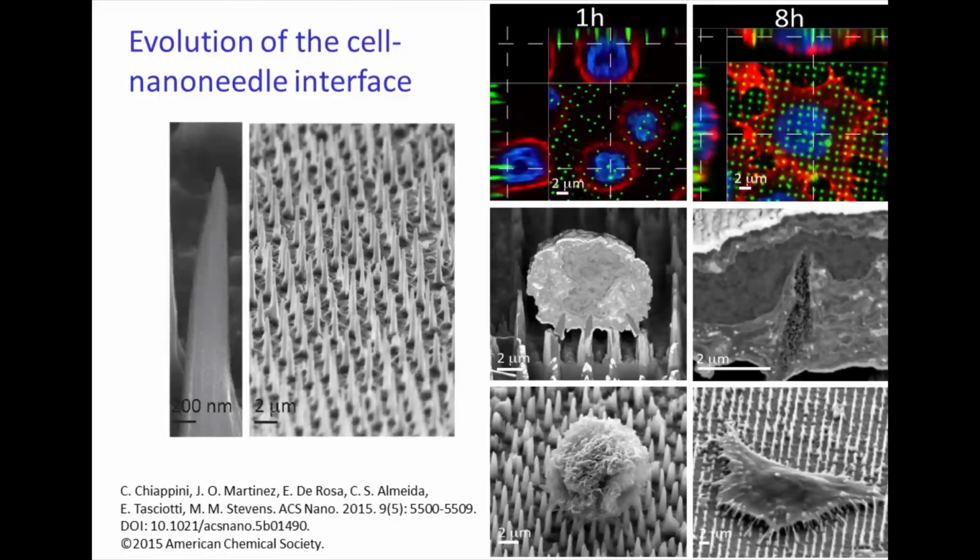Now, if you look at these nanostructures over time and how cells interact with them, you can see at this early 1 hour time point that cells are slightly balled up on the surface, but you can see this nice interaction between the nanoneedle and the cell. Then over time, cells will actually spread on the surface, and you can see this very nice interaction between the needle and the cell. And this is just the nucleus moving out of the way.